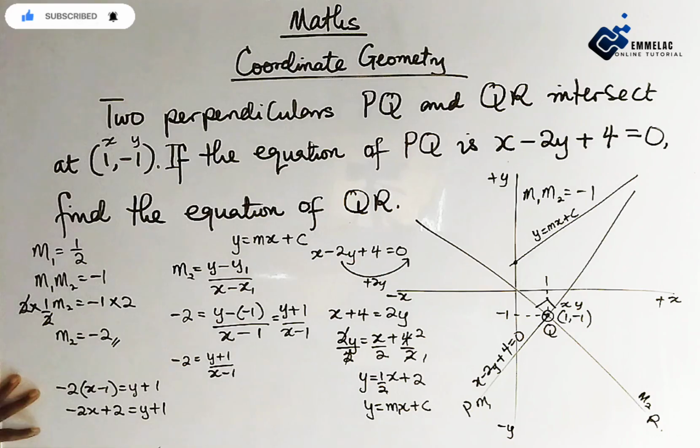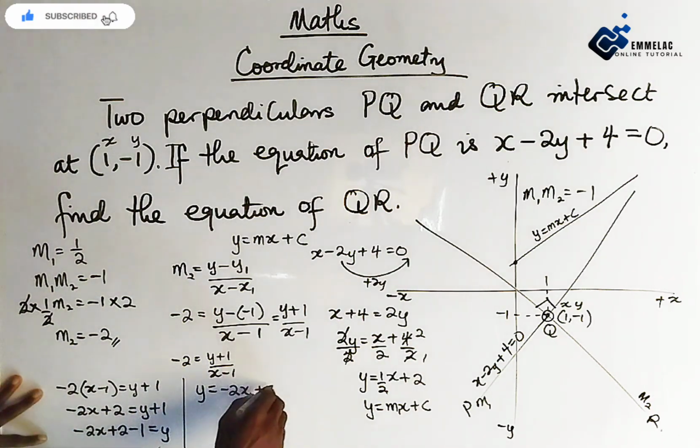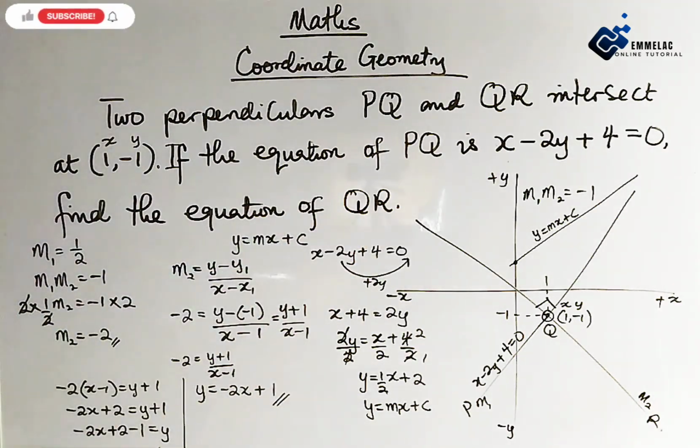So at this stage, we can bring 1 over to this side. So we have minus 2x then plus 2 minus 1 equals y. So finally, our y, rewriting it, equals minus 2x plus 1. Final answer. So here is the equation of QR, that is perpendicular to the line PQ.